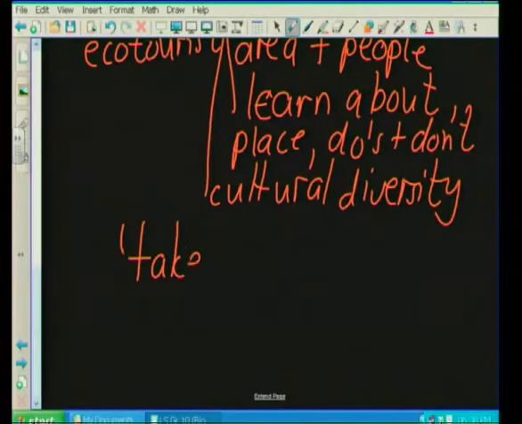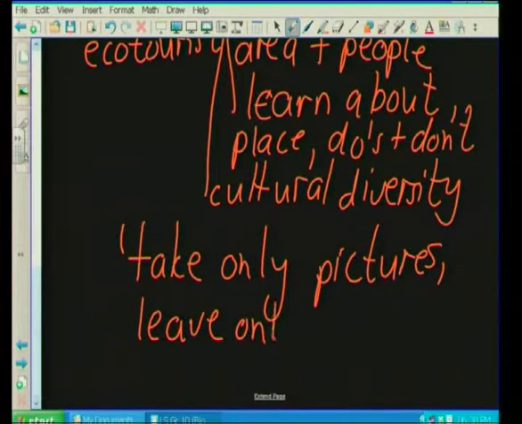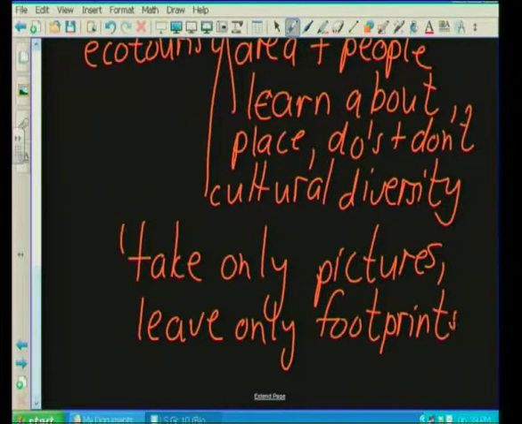Now, I have a motto, and my motto is, when you go and visit a place, to take only pictures. Take only pictures and leave only footprints. So that's the motto to be a good eco-tourist in another country. But like I said, ecotourism is a whole topic on its own, and that is just a very brief explanation.